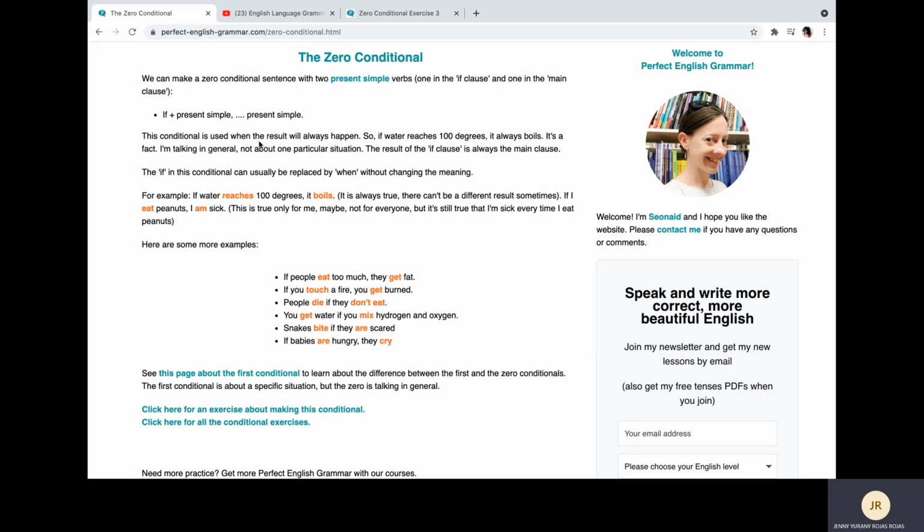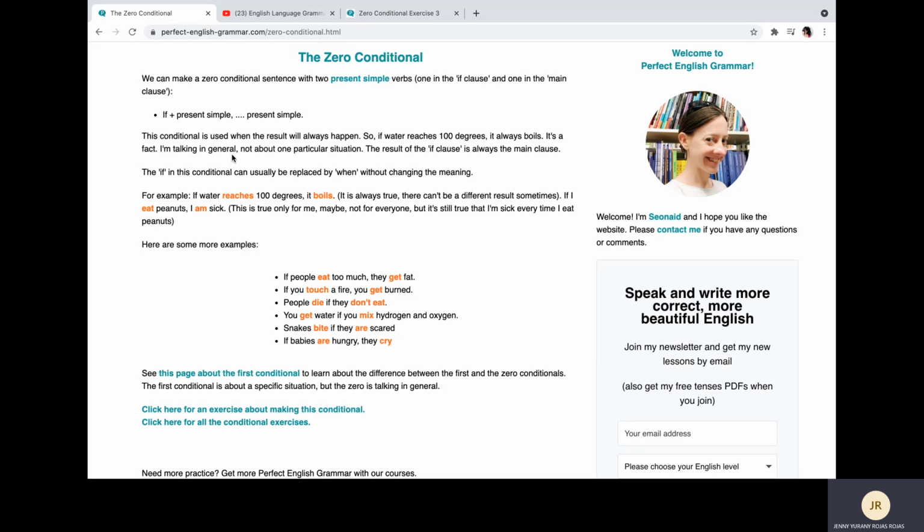This conditional is used when the result will always happen. Entonces el resultado siempre va a suceder. Pueda que sea una situación para mí en particular o para todo el mundo. So we have the same example. If water reaches 100 degrees, it always boils. It's something that is true. It's a fact. Entonces es un hecho que no podemos modificar.